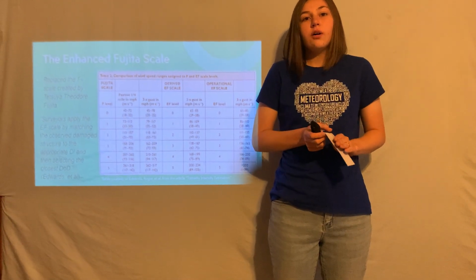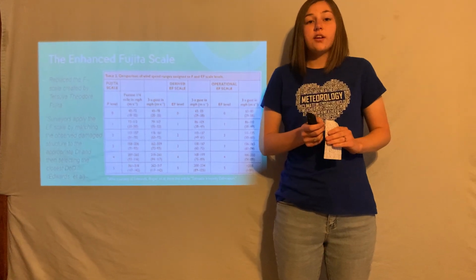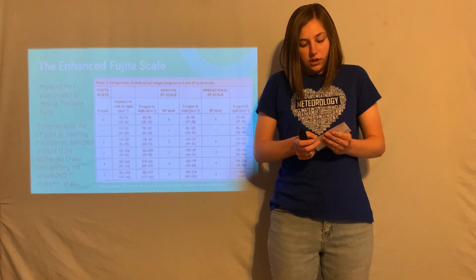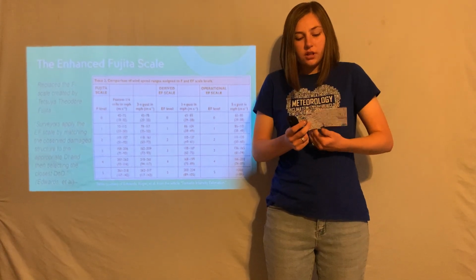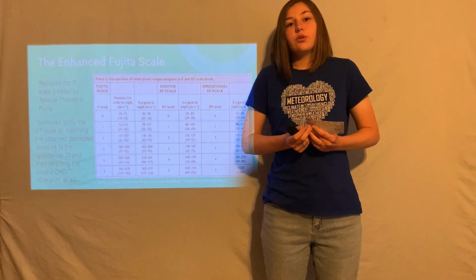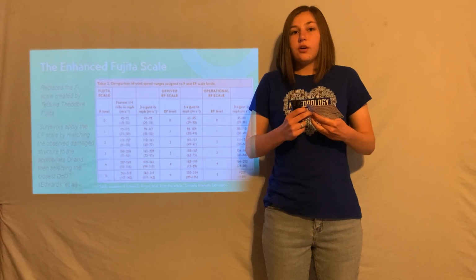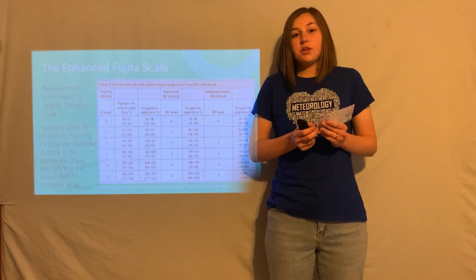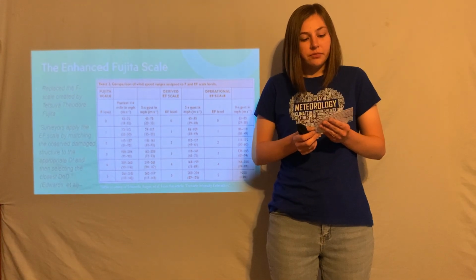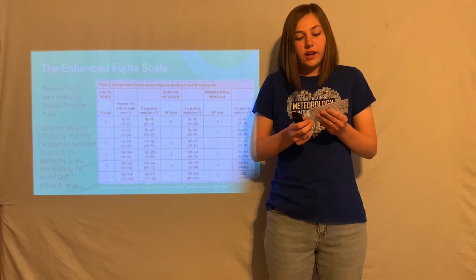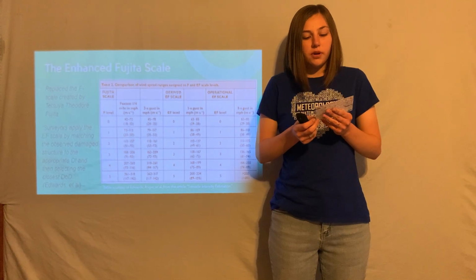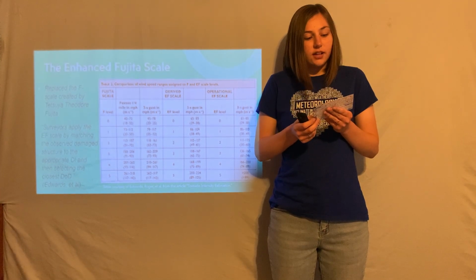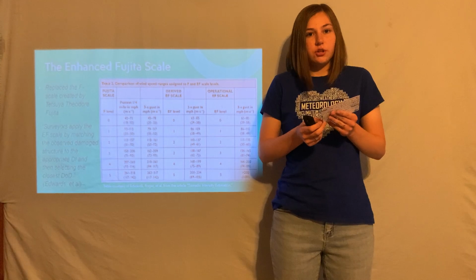The EF scale was created in order to replace the original Fujita scale that was created by Tetsuya Fujita. The EF scale is used to rate tornado strength based on the damage that they leave behind. According to Edwards, surveyors apply the EF scale by matching the observed damage structure to the appropriate damage indicator and then selecting the closest degree of damage.